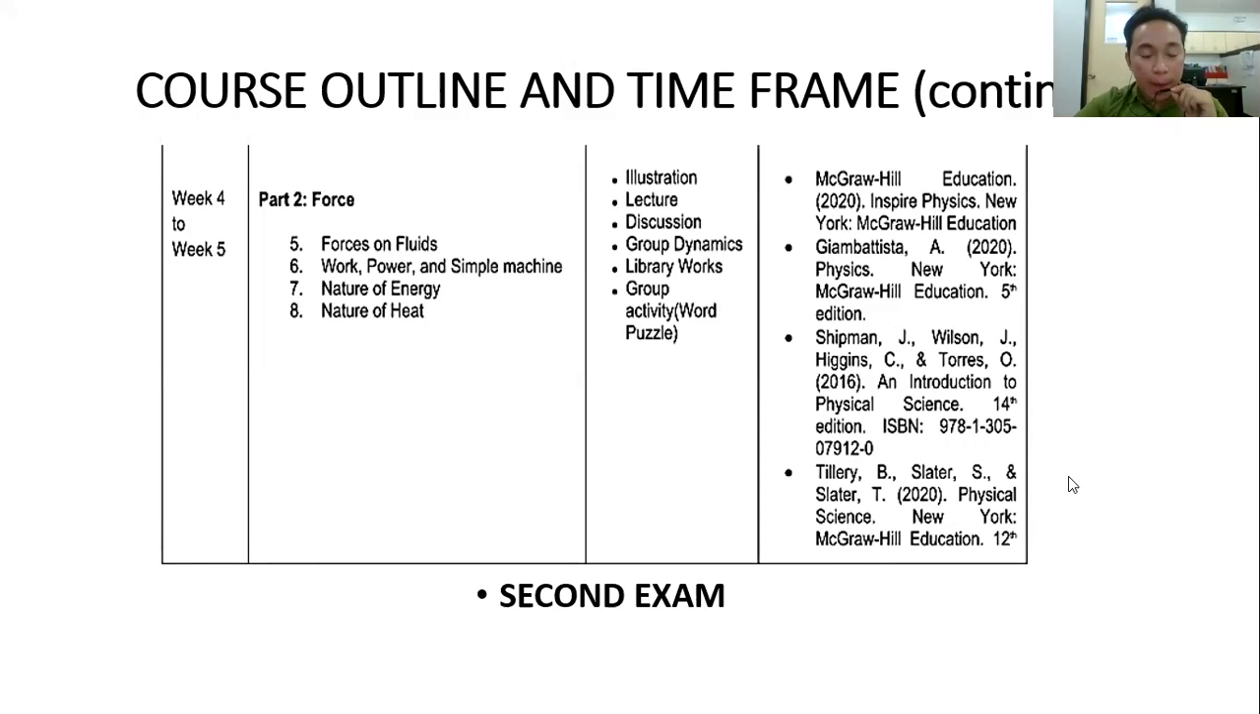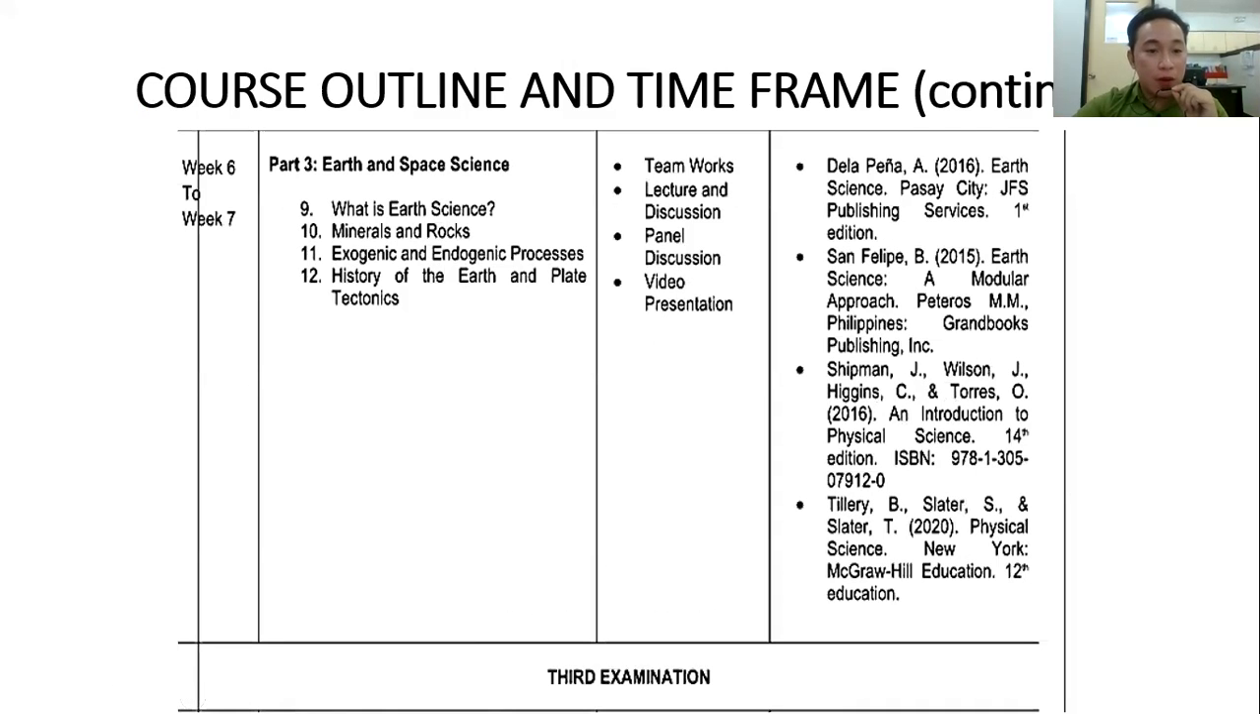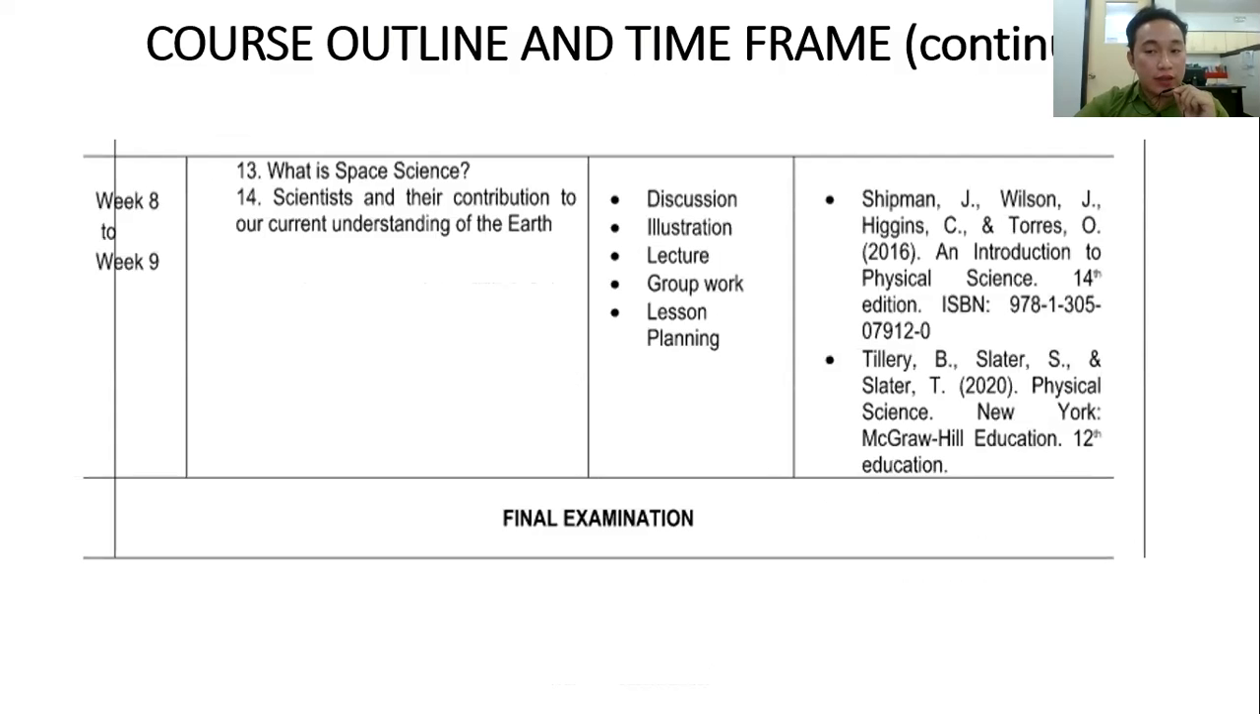Okay, next, part three is about Earth and space science. So what is Earth science? The minerals and rocks, exogenic and endogenic processes, and then the history of Earth and plate tectonics. So you will have now your third examination. Then the last coverage for your final exam is another topic about what is space science and then the scientists and their contribution to our current understanding of the earth science.